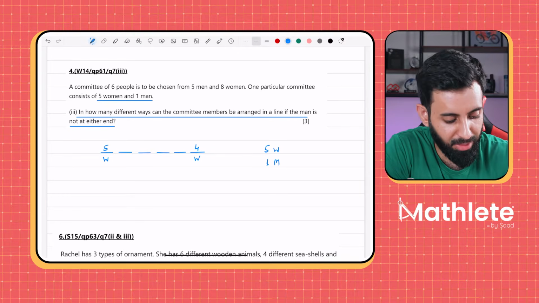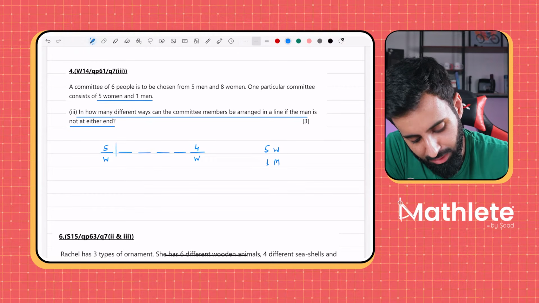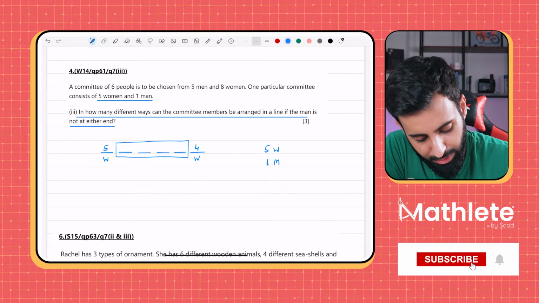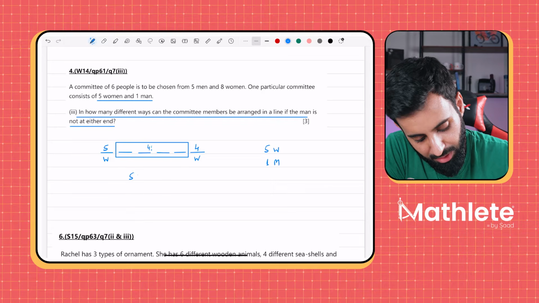For the last place, there's got to be a woman as well, and that means we have 4 options. Now, in between, anything can happen, so we have 4 people, and these 4 people can arrange 4 factorial number of ways, or 4P4 also. That's perfectly all right. So that means 5 into 4 factorial into 4.